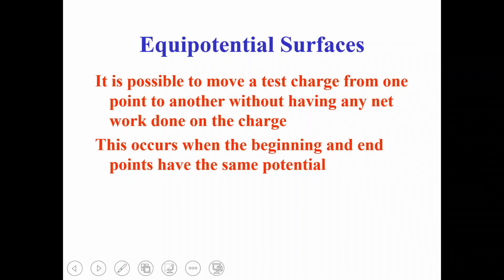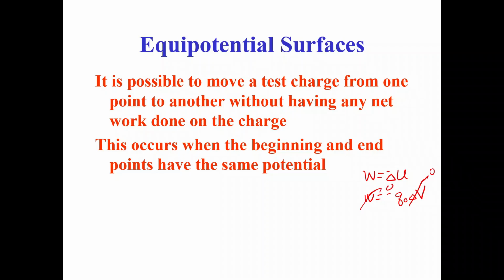So this is the idea that your work is equal to negative the change in potential energy, and that change in potential energy is equal to Q0 times delta V. So if you go from one equipotential point to another, 2 points of equipotential meaning equal potential, then delta V would be 0, so the work would be 0. So we define any surface that has this equal potential to be an equipotential surface.